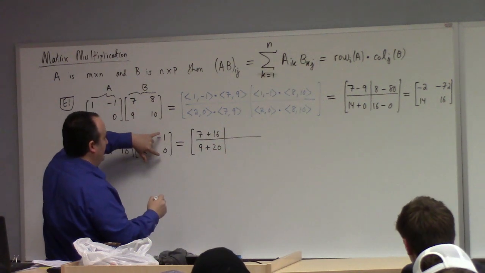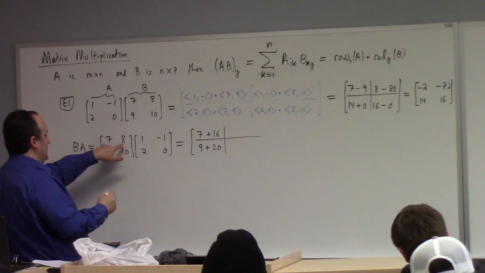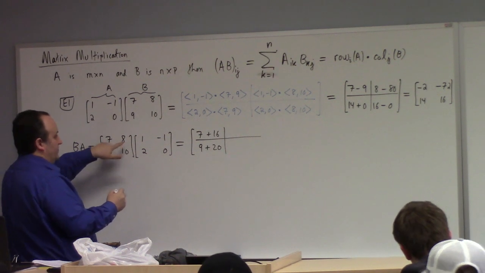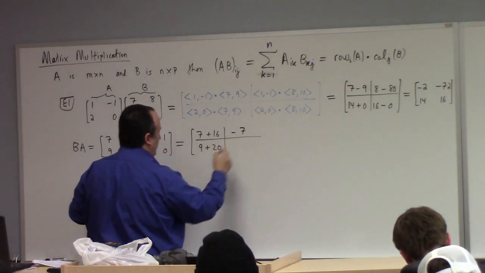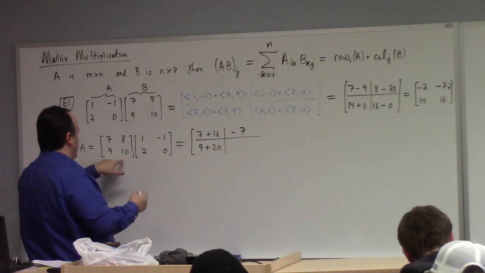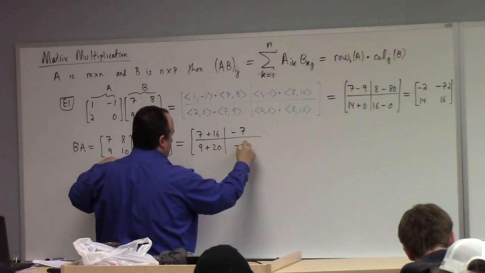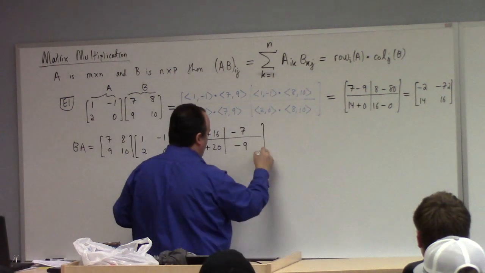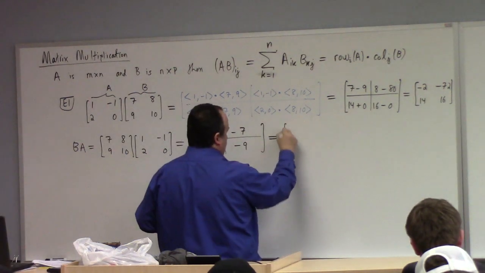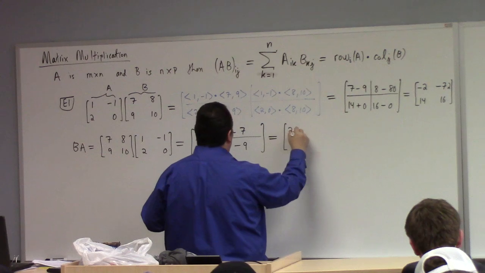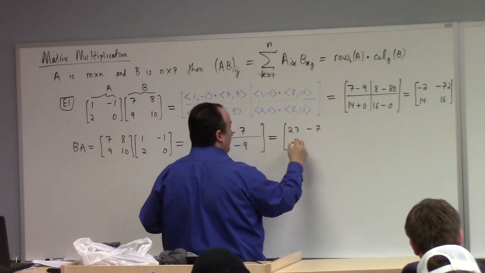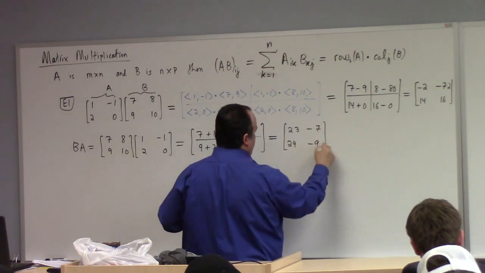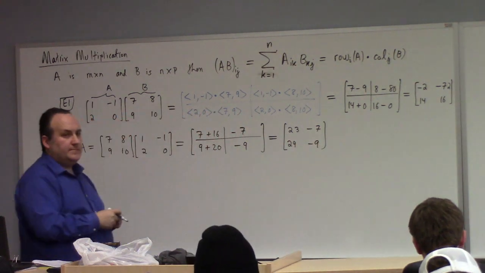From the second column, I get minus 1 times 7, 8, which is the dot product with (7, 8), of course, is minus 7 plus 0, which is minus 7. And finally, I get minus 9 times 10 times 0, plus 0, rather. So what is that? Well, that is equal to 23, minus 7, right? 29, minus 9. All right?